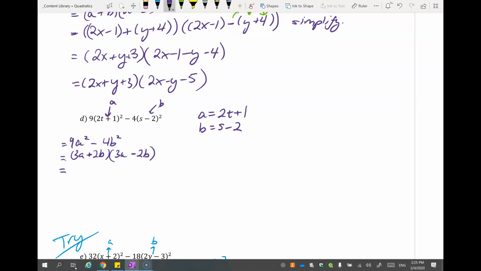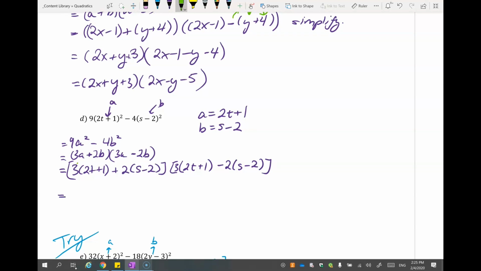Okay, and then now we're going to plug our 2t plus 1 and s minus 2 back in. I'm just changing it to square brackets because it's just easier to organize the information. And it's very important that you put your brackets in. Otherwise, you can make the wrong calculations if you omit the brackets. Okay. Now, again, it looks like a mess. So we do have to simplify it.